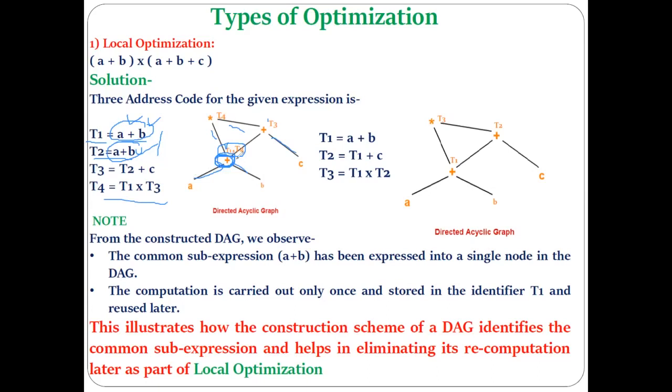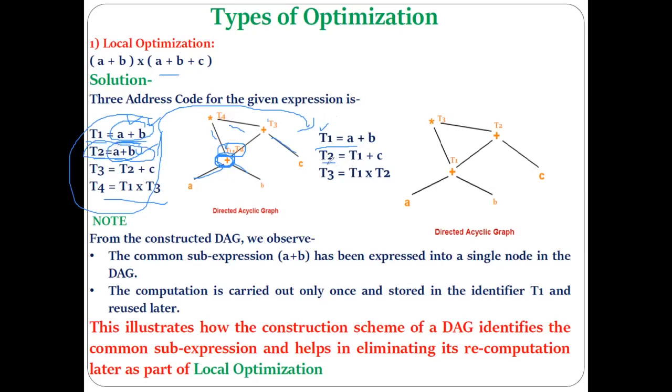Understood? That is the reason that in the case of a DAG, the common sub expression can be easily detected. If more than one name is given to a node, you can easily see that it is the common sub expression. So if you optimize this code, it can be written like this: T1 equal to A plus B and T2 equal to T1 plus C, because T1 already holds the computed result. So why should you write the second intermediate code statement for A plus B again?